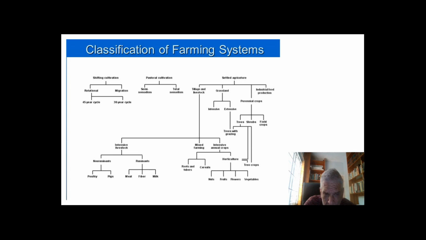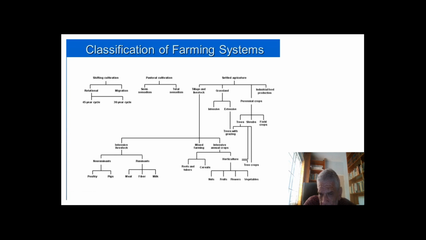I suppose goats are also ruminants, and you can also use them for milk and so on. You have intensive annual crops. These are crops which grow every single year, and it can be either roots and tubers or cereals.